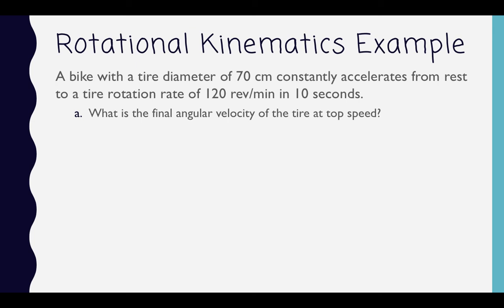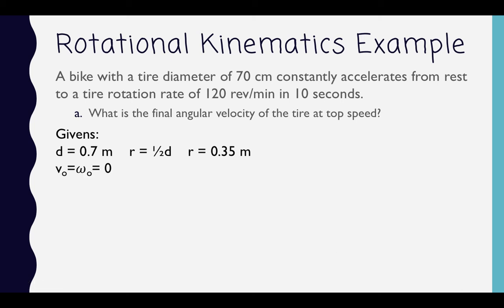It gets to this speed in 10 seconds. So our givens, let's go ahead and write them down. Our diameter is 0.7 meters. What's going to be helpful for us is the radius. We know that the radius is 1/2 the diameter. So our radius is 0.35 meters.